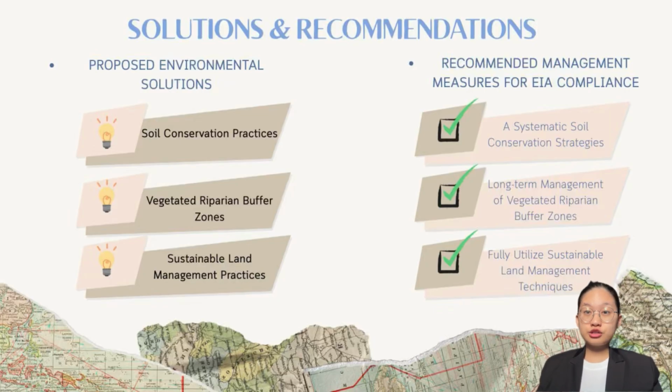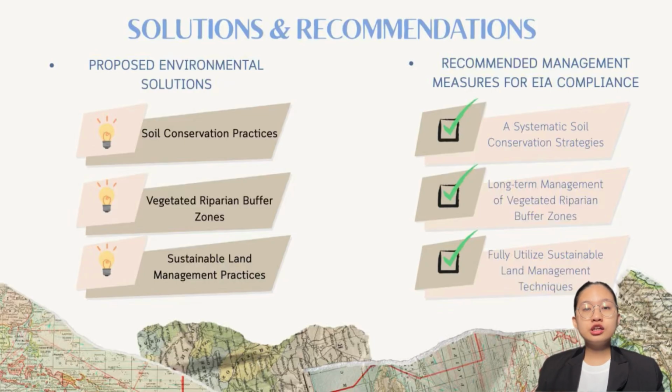Next, the second measure is the establishment of long-term riparian buffer zones. Vegetated buffers along rivers help to trap sediment, reduce runoff, and stabilize riverbanks. Buffer width and vegetation should be clearly defined in EIA approvals, and GIS can be used to monitor buffer condition and detect encroachment. And the third measure is to fully utilize sustainable land management.